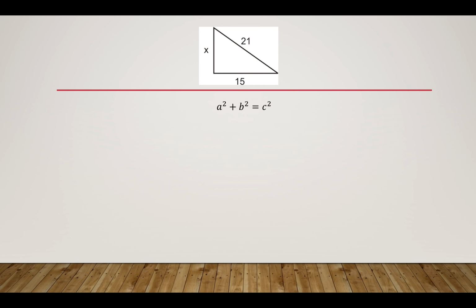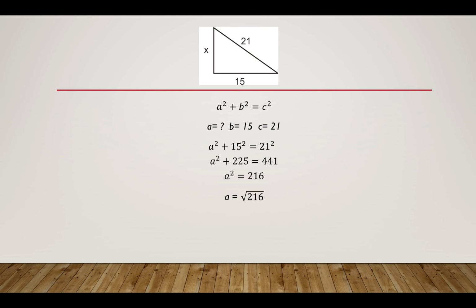So here we have the equation, and we see here that we're missing a, b is going to be equal to 15, and c is going to be equal to 21. And so we plug that into our equation, so we get a squared plus 15 squared equals 21 squared. We square the numbers, do some simplifying, and we get a squared equals 216.